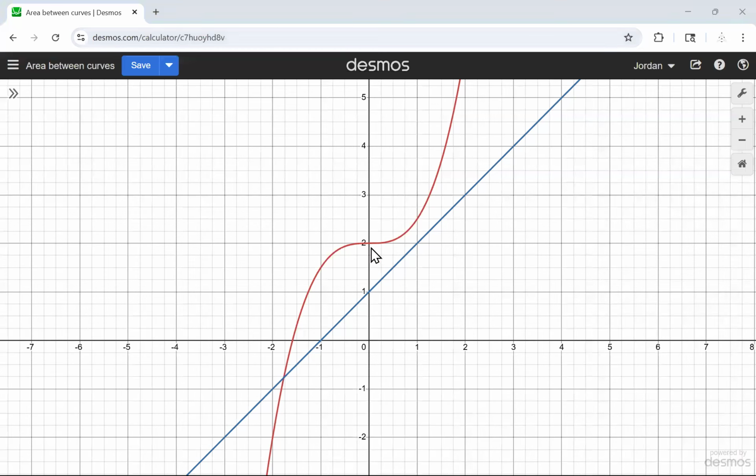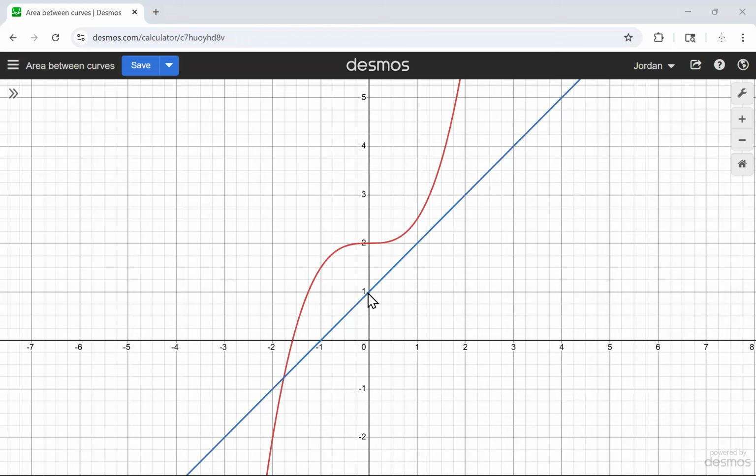I have graphed these two curves on Desmos. You can also graph them on your TI-84 calculator. That's what I would do if I didn't have access to Desmos. I would just use the TI-84 calculator and graph them that way.